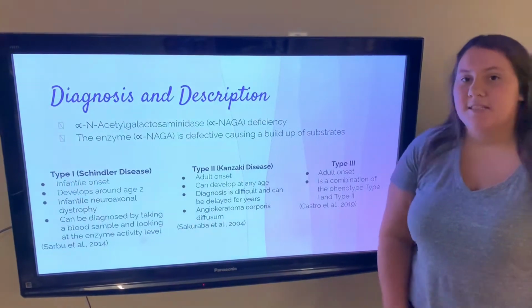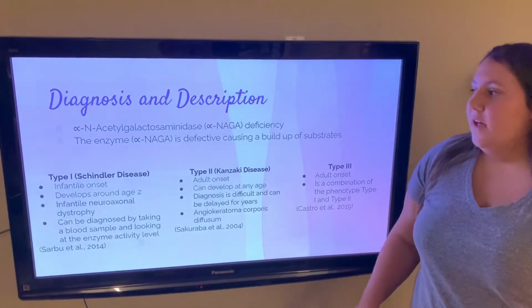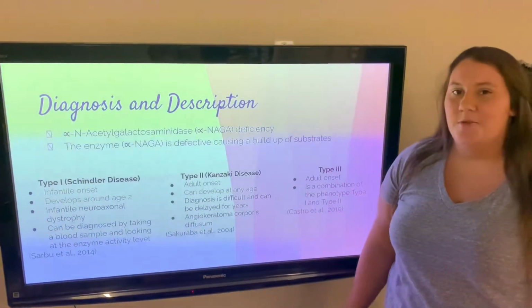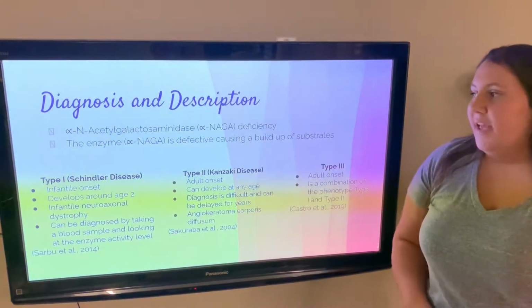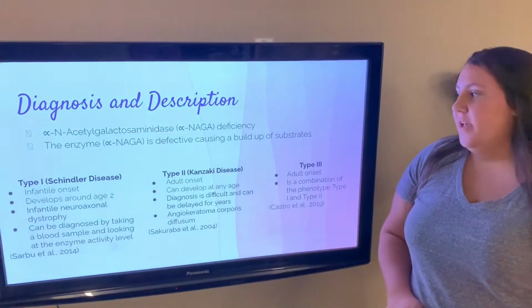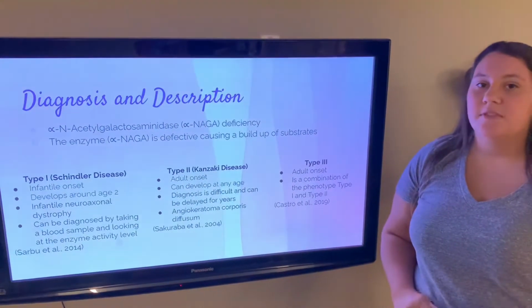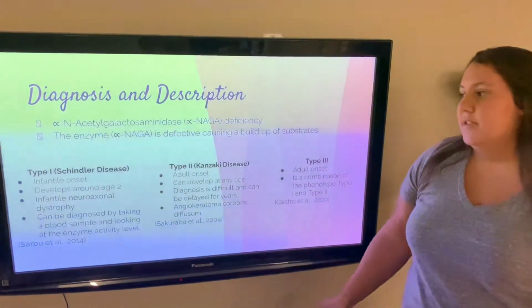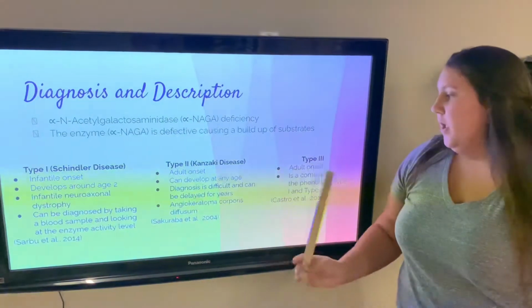Schindler disease is an alpha-N-acetylgalactosaminidase deficiency, also known as alpha-NAGA. This is an enzyme that becomes defective, and it causes a buildup of substrates. So there's three types of Schindler disease: type 1, type 2, and type 3.